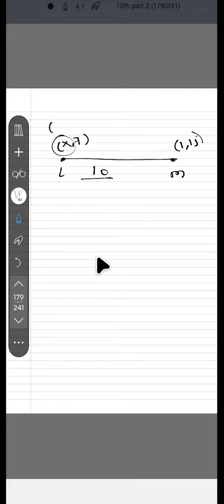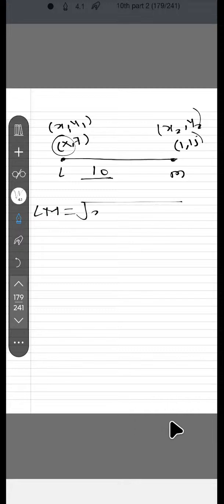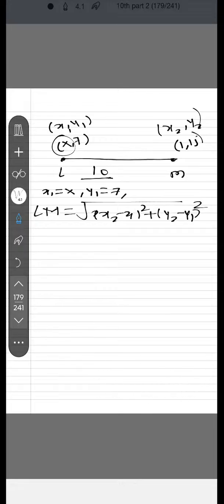This one is represented as x1 and y1, this one as x2 and y2. So LM is equal to the square root of (x2 minus x1) square plus (y2 minus y1) square. It's very easy. So x1 is equal to x, y1 is equal to 7, x2 is equal to 1, y2 is equal to 15.